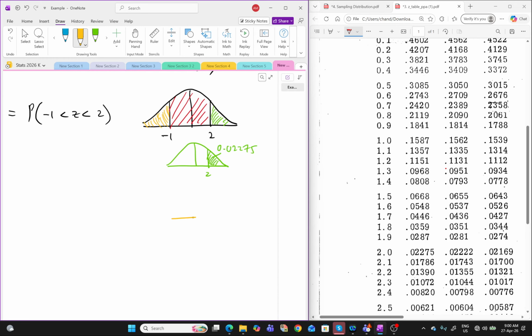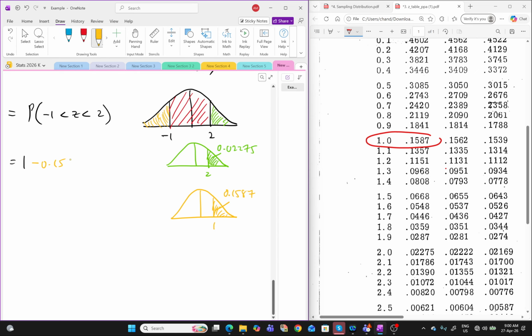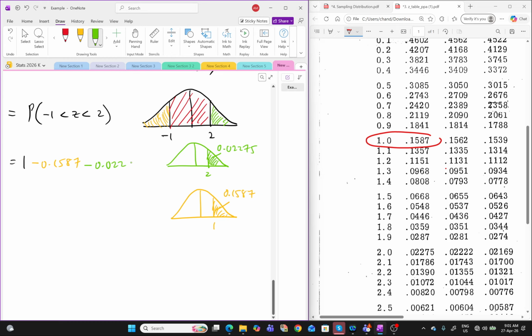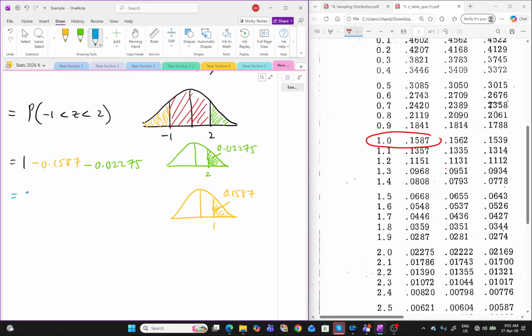For number 1 here, this is something similar to the one we did earlier. You will get 0.8186.